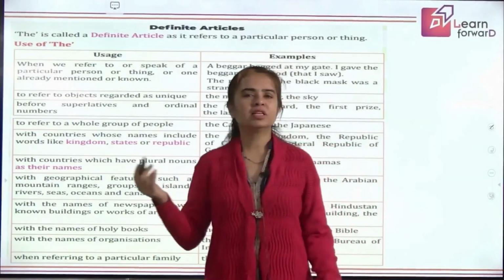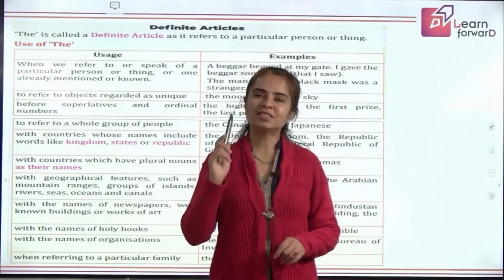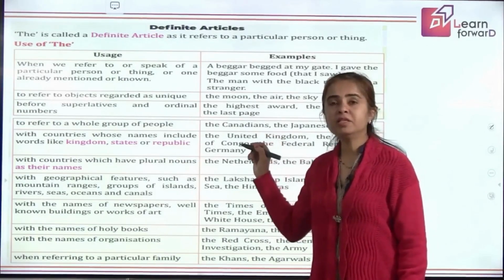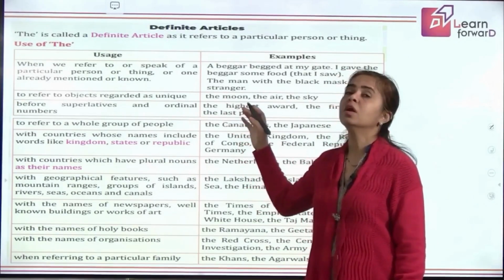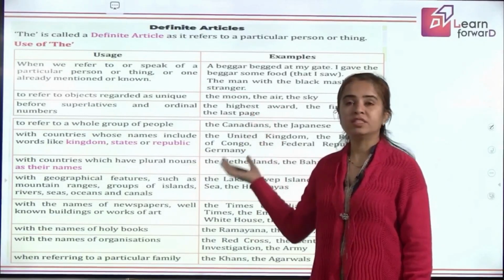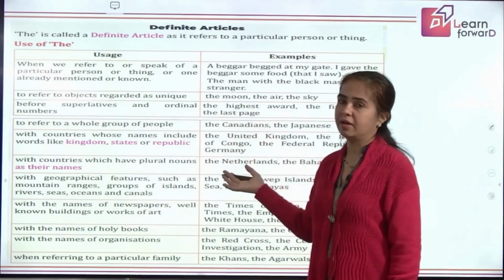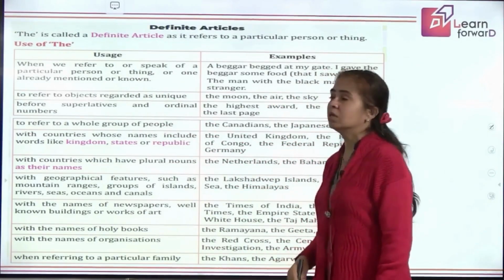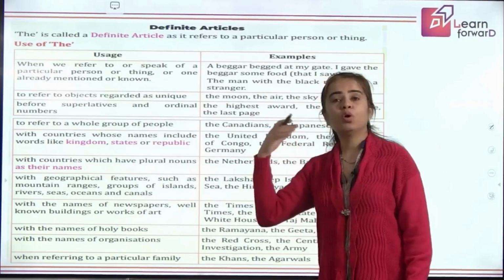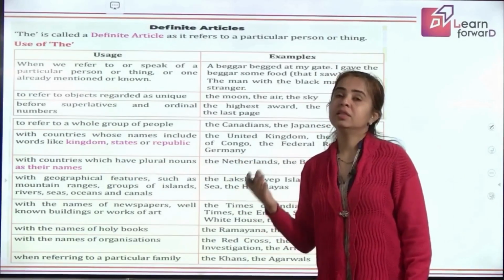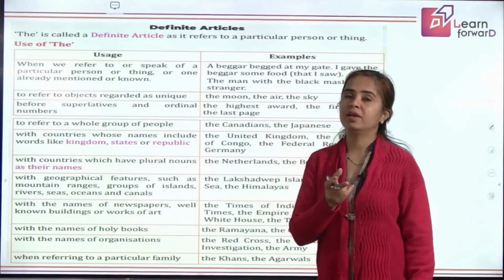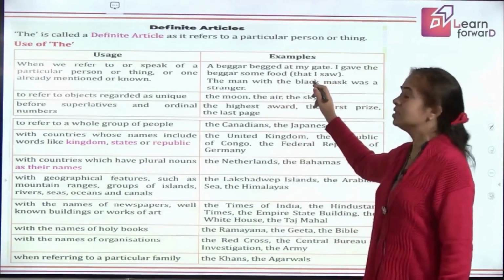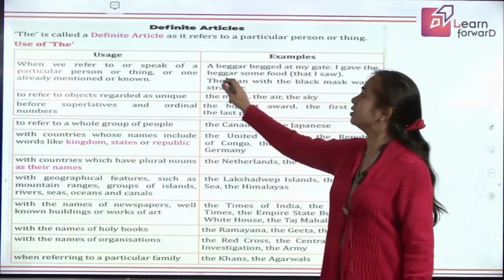And what's the definite article I have told you? Just one, that is the. Because here definite means particular, so the is used before particular nouns. Now, in what sense are they particular? There are different categories. Like, if we refer to or speak to any particular person or thing which has already been mentioned earlier, then for the same noun while repeating, we will say the. For example, a beggar begged at my gate. I gave the beggar some food.